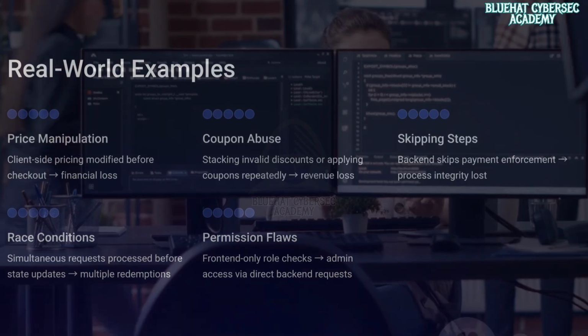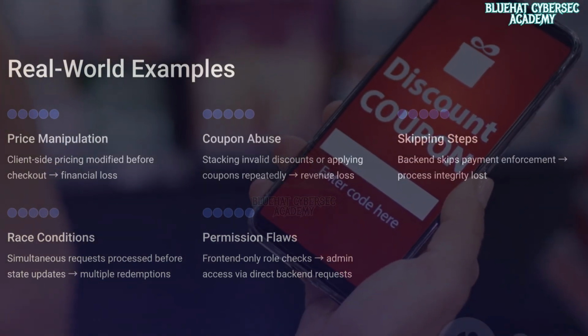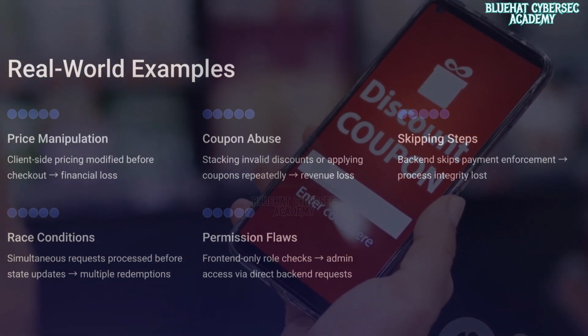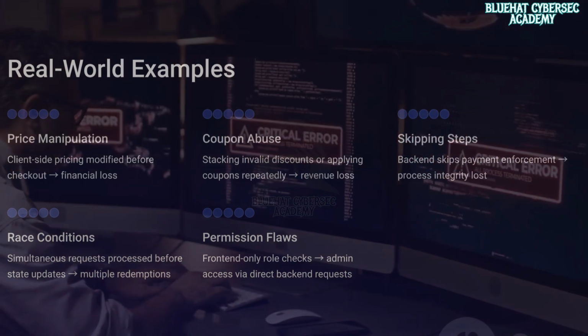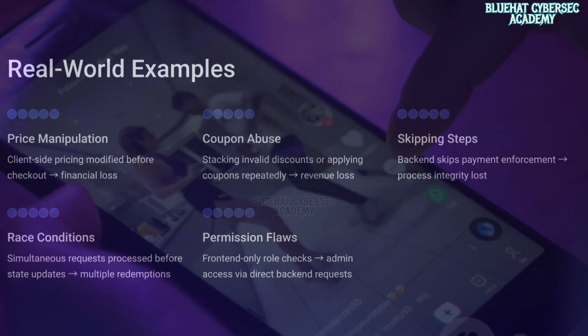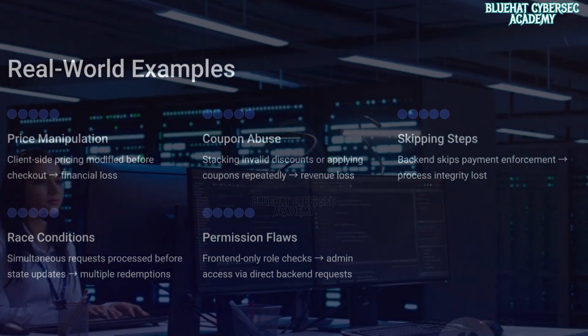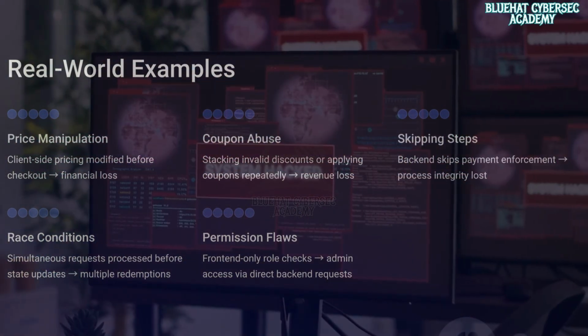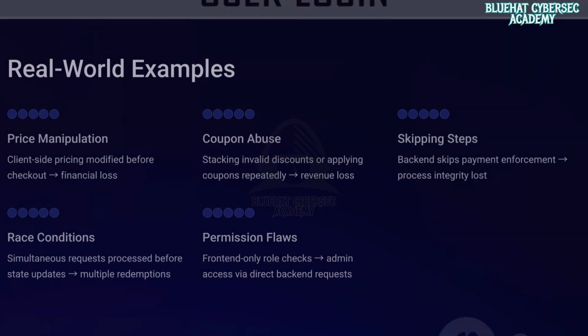Now let's make it even more technical. Race conditions in transactions. Imagine a limited-time offer where only one redemption per user is allowed, but the system does not handle simultaneous requests properly. So, a user sends multiple requests at the same time, and before the system updates the state, all of them get processed. The result? Multiple unauthorized redemptions.